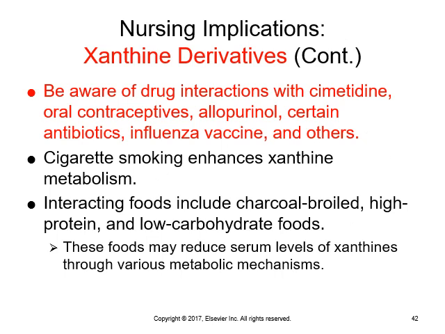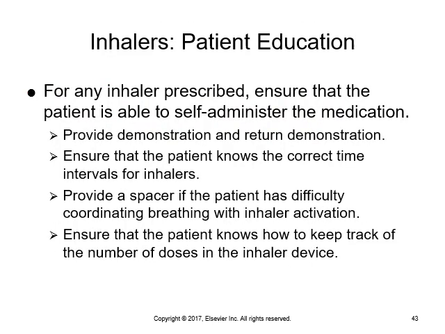Nursing implications for xanthine derivatives. We want to be aware of drug interactions with all of the drugs listed here. Oral contraceptives, allopurinol, certain antibiotics, flu vaccine, and others. Cigarette smoking enhances xanthine metabolism. Interacting foods include charcoal broiled, high protein and low carbohydrate foods. These foods may reduce serum levels of xanthines through various metabolic mechanisms.